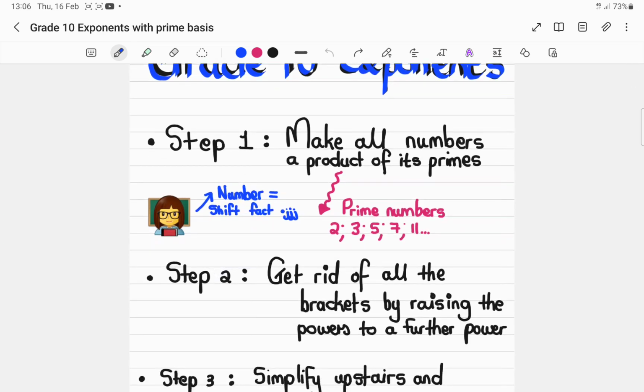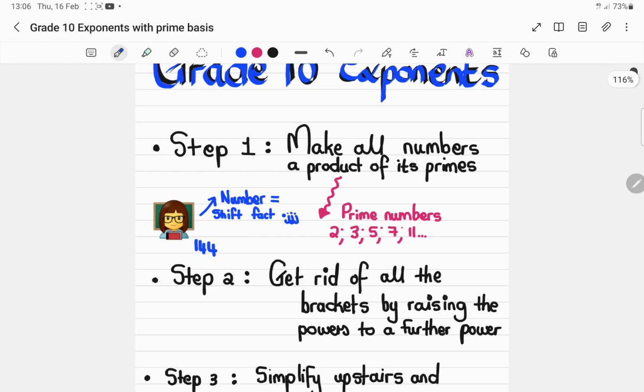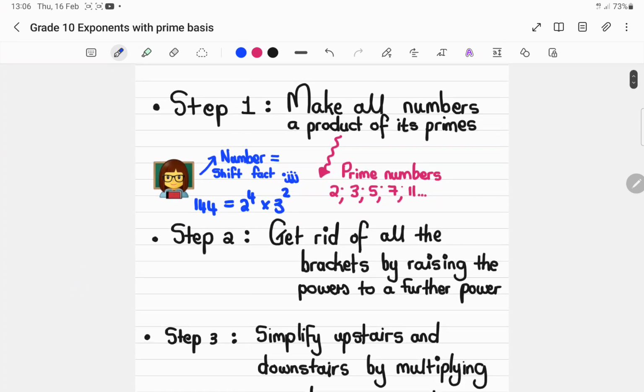So prime numbers are numbers like 2, 3, 5, 7, and 11. Believe it or not, all numbers are made up out of a combo of these numbers. Like if you take 144 for an example and you don't know the prime numbers, you can ask your calculator to help you. You enter the number, press equal, and then press shift and fact. Your calculator will tell you that 144 is made up of 2 to the power 4 times 3 to the power of 2. By doing that, we can get numbers with prime bases so that we can further simplify.